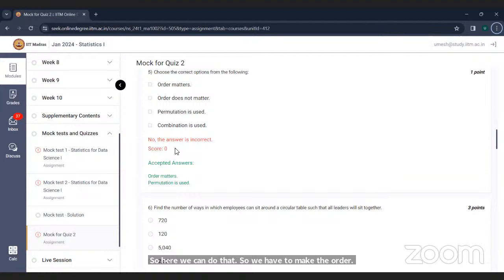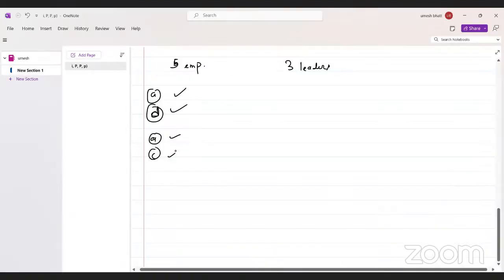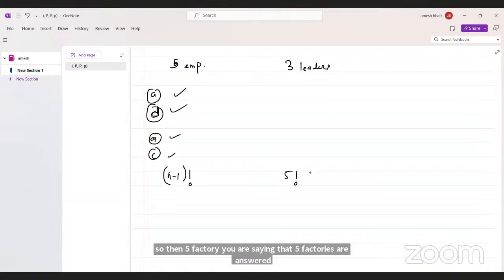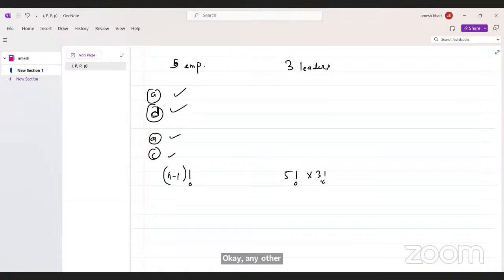Okay, now how many ways can we do this? N minus 1 factorial for circular. Why? For circular sitting, it is n minus 1 factorial, right? But there are some constraints. We make the three leaders into one object, so it will be 6 objects actually. Then 5 factorial. You are saying that 5 factorial is the answer? Yes. Okay, any other answer? 5 factorial into 3 factorial, because those leaders can be arranged in 3 different ways. Okay. Any other argument?